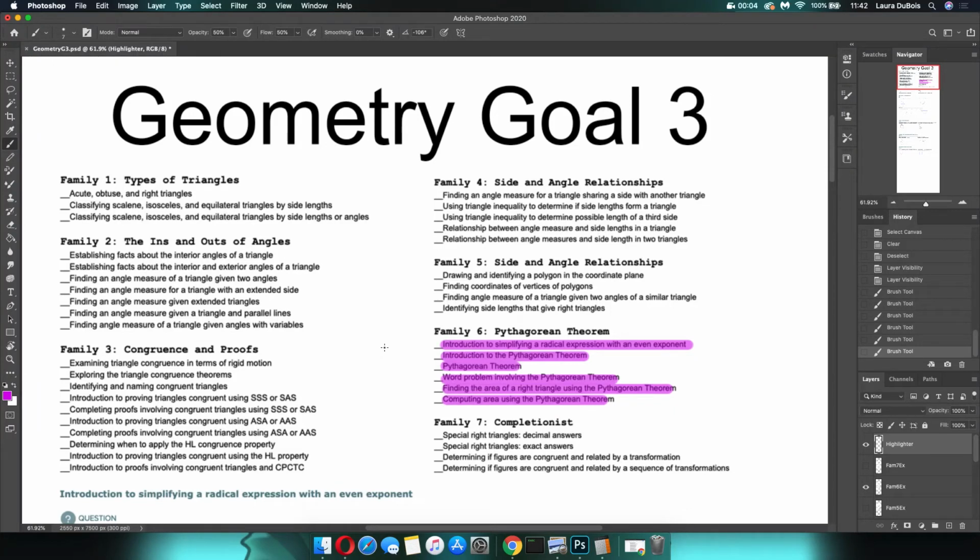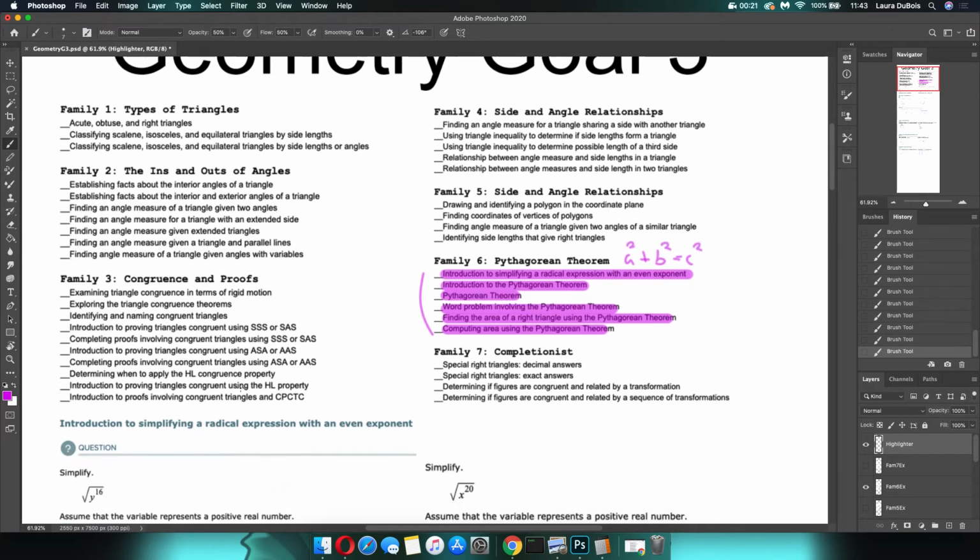This video tutorial is for students who are in Geometry Goal 3 as they're starting to wrap up the chapter and looking to hit that 85%. The next major series of topics we're going to be talking about deal with the Pythagorean Theorem, which if you learned in the last video was a squared plus b squared equals c squared. So let's get to it.